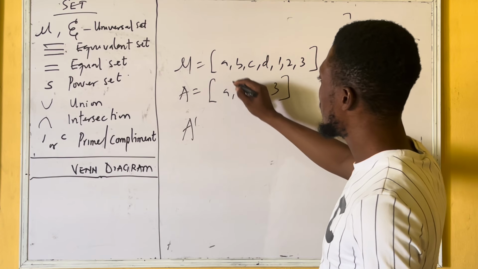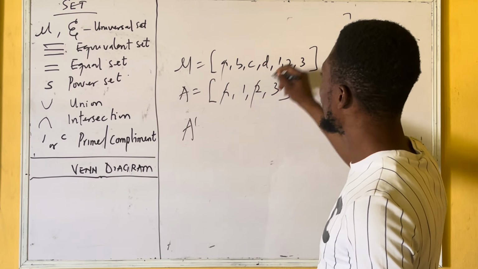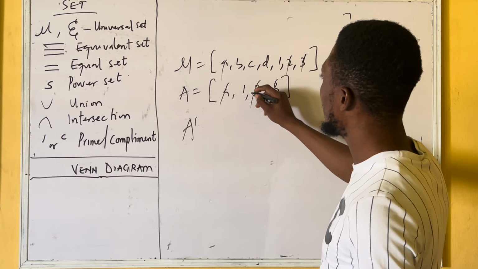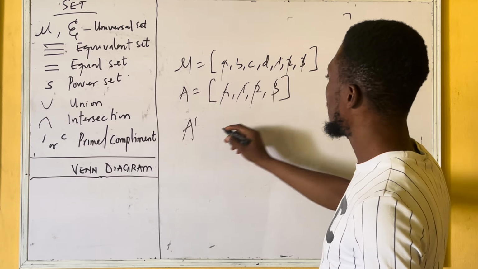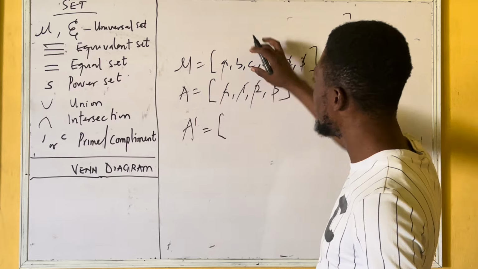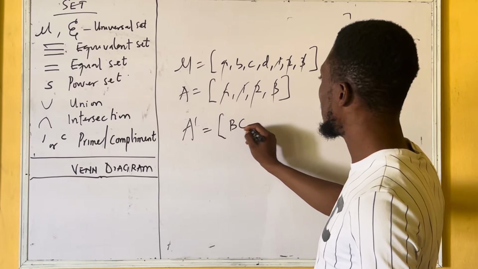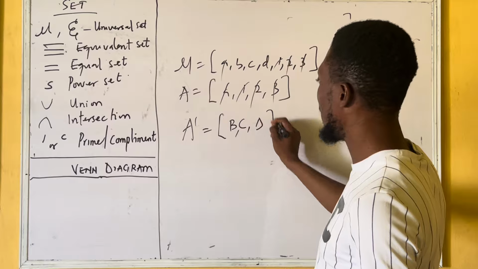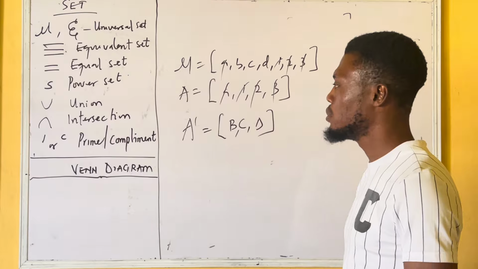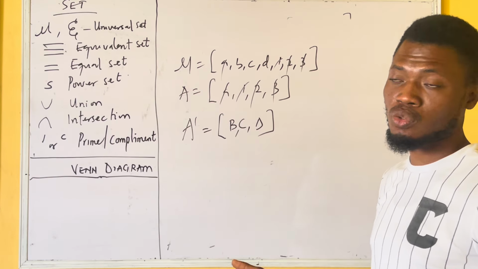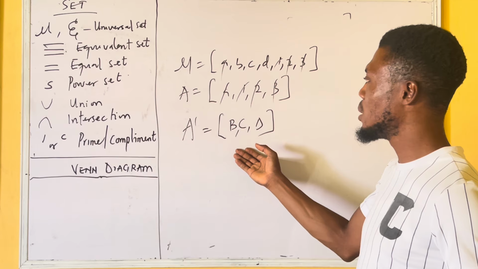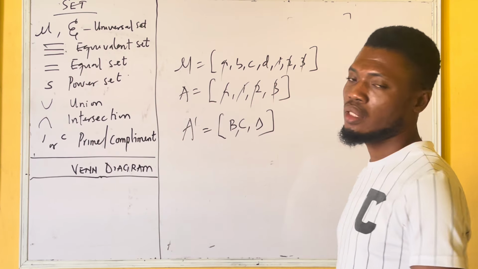That's my A prime. So A cancels A, 2 cancels 2, 3 cancels 3, and 1 cancels 1. So my A prime will be the remainder. What is remaining here? B, C, and D. That's my A prime. Okay. Then same as A complement. We're also going to do A complement. It's the same thing. Prime and complement mean the same thing.